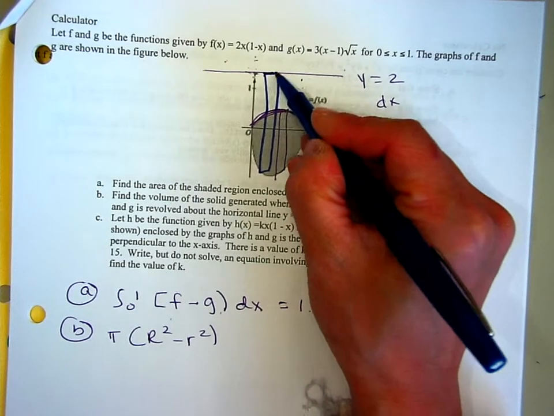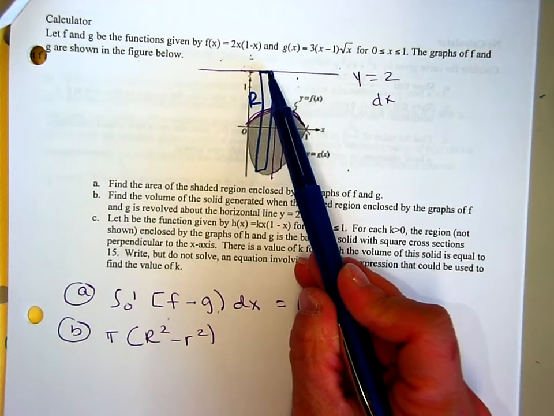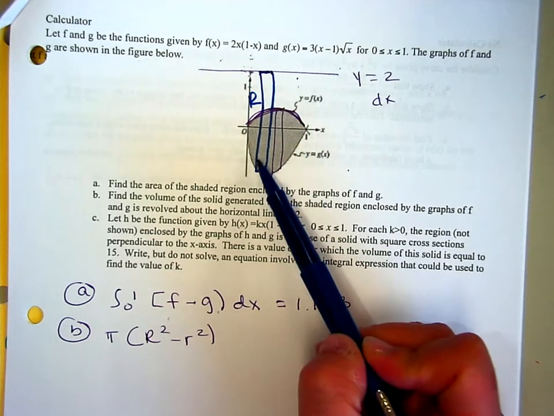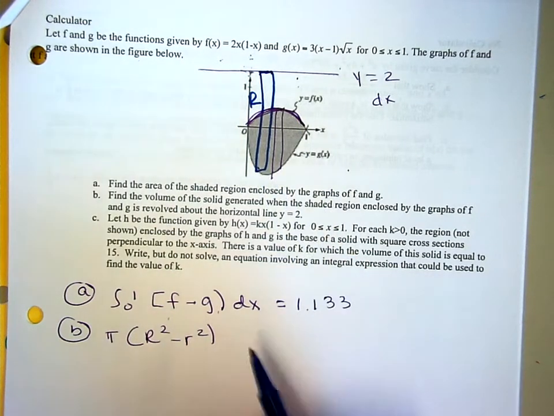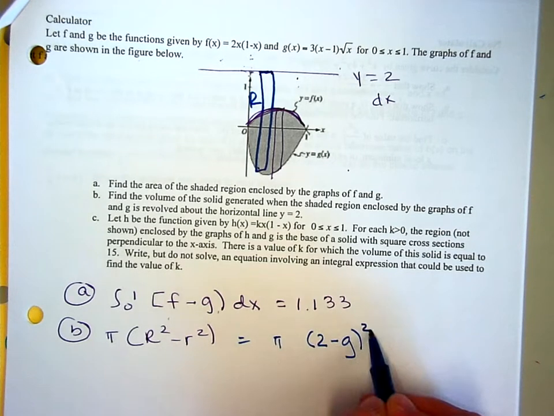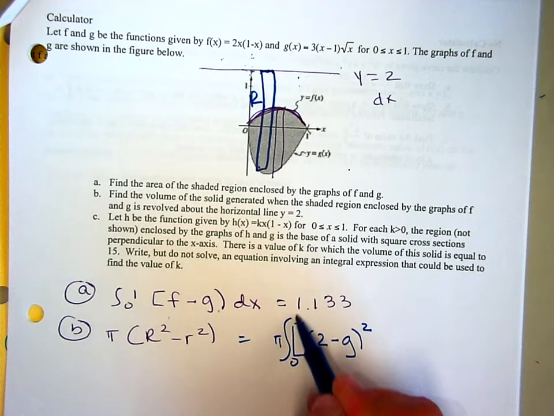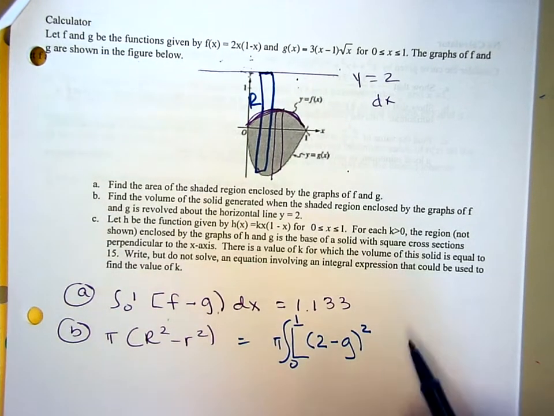So this is your big R right here. Notice the big R is 2, top minus the bottom, goes all the way to G. So my big R in this problem is going to be 2 minus G. So big R squared, there it is. I'm going to put the pi outside of everything, and I know I will need the integral from 0 to 1. Minus, what's my little r now?